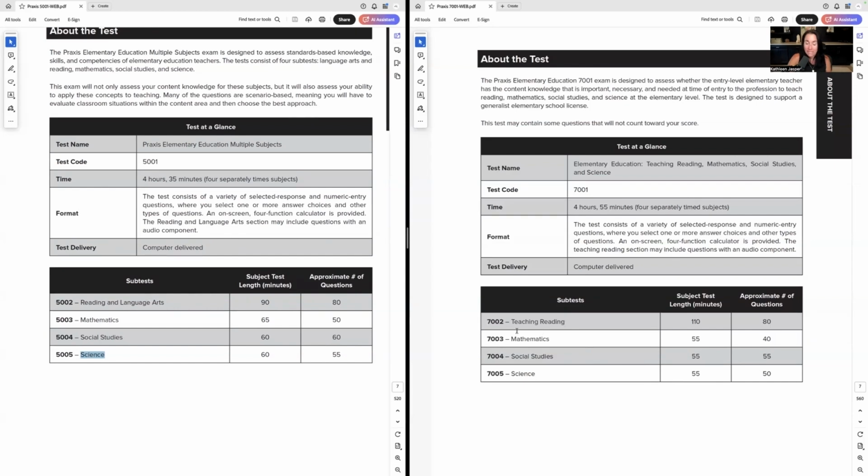I wouldn't focus too much on that. What I would do is get a comprehensive view of everything. And remember that this teaching reading section is going to focus on the science of teaching reading. That is the systematic, explicit, and recursive approach to teaching. And I'm going to go through that when we go through the practice test questions.